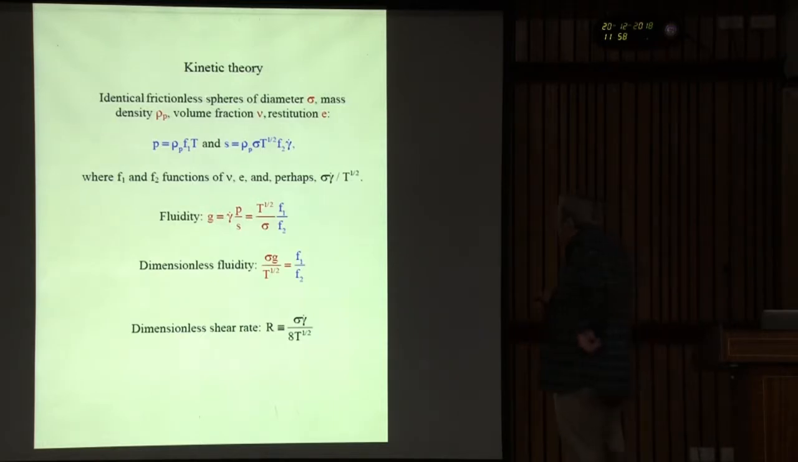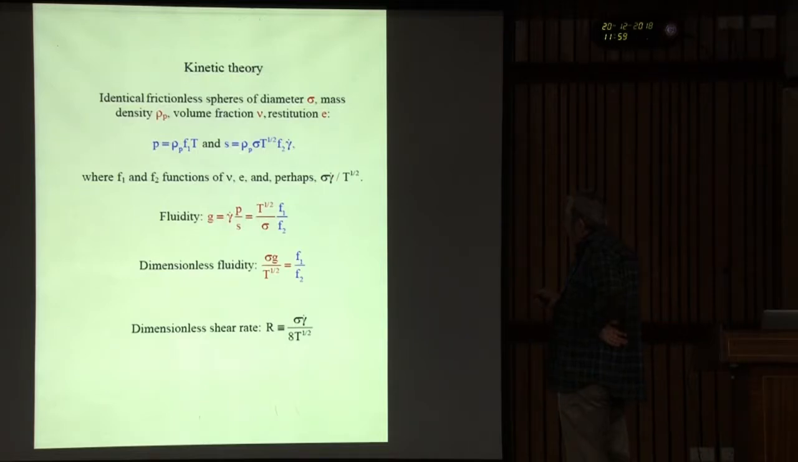And I'm going to depart from the notation that was in Cameron's figure. I'm going to denote diameter by sigma, the density of the material of the spheres by rho p, volume fraction by nu, and coefficient of restitution by E. And then the constitutive relations of kinetic theory have this structure. The pressure is a function we call F1 that is a function of volume fraction, restitution for frictionless spheres, and perhaps a dimensionless measure of the shear rate.